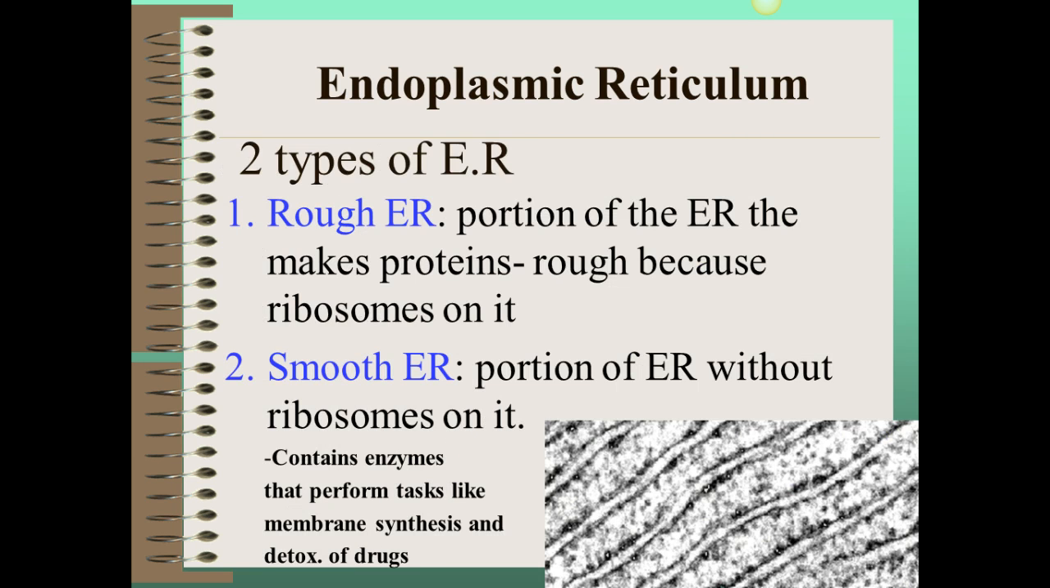So you have two types of endoplasmic reticulum, your rough ER and your smooth ER. Your rough ER is a portion that makes proteins and appears rough looking because the ribosomes are attached to the outer surface of it. It's usually housed very close to the nucleus. The smooth ER does not have ribosomes on it, so that's one difference between the two.